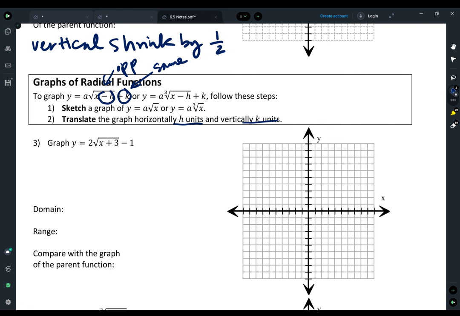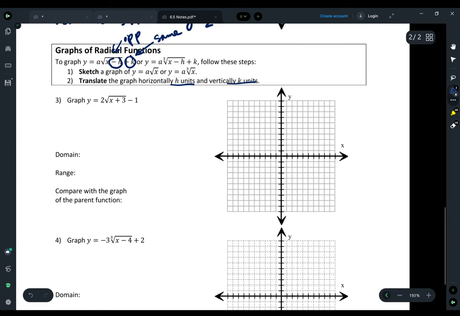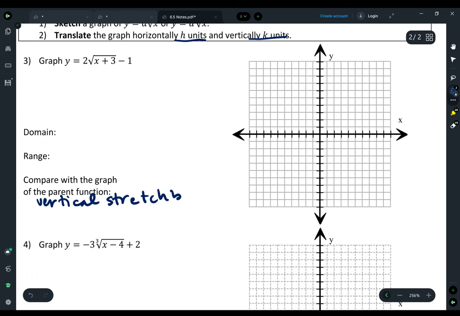So for this first one, I would probably, let's see. First of all, let's write down what we're doing. We're doing a vertical stretch by 2, and that's what we would do first. And then because it says plus 3 minus 1, we're really moving it 3 left. And this is a translation, and 1 unit down.